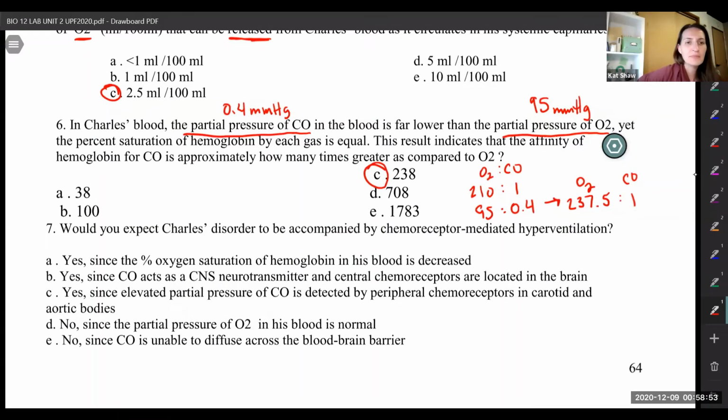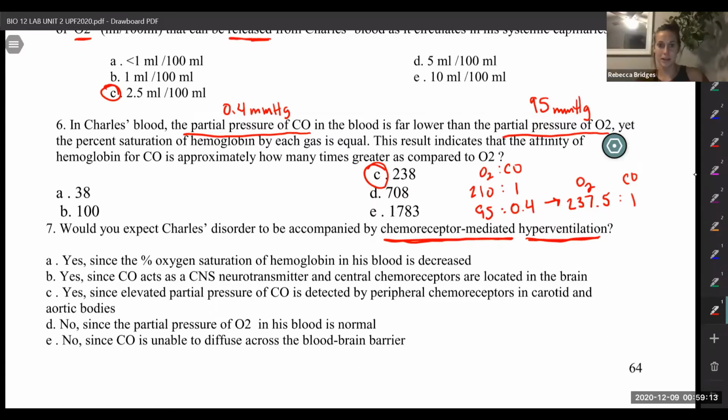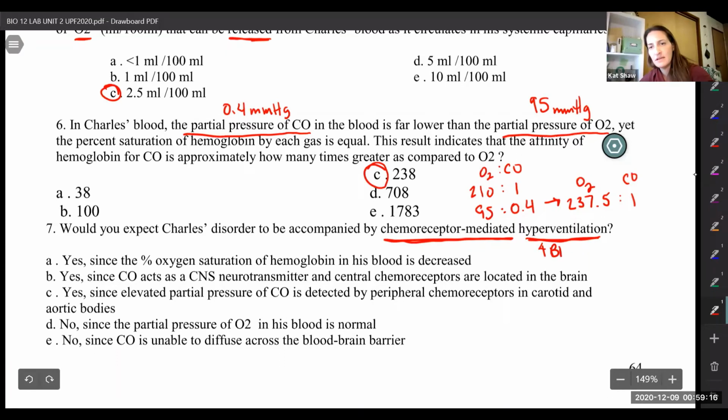Next question. Would you expect Charles's disorder to be accompanied by chemoreceptor-mediated hyperventilation? Oof. Let's break this down a little bit. Hyperventilation means they would be doing what in terms of changing their breathing? Increasing their breathing rate. Increased breathing rate. Anything to the tidal volume? Increasing tidal volume as well. Awesome. Increased tidal volume, right? So both of those would increase, in perhaps an attempt to get more oxygen in, more CO2 out, what have you.